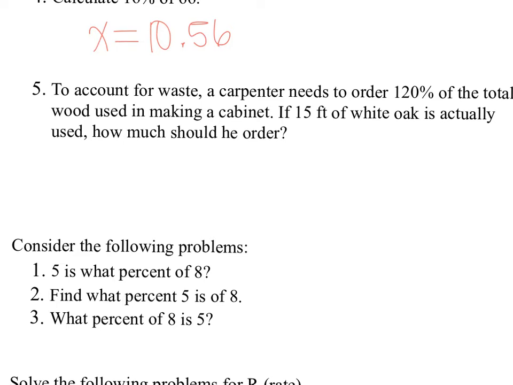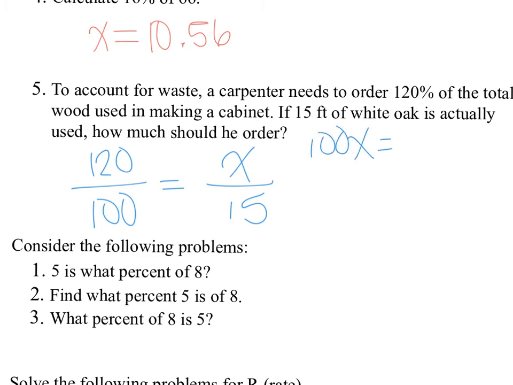So this is asking us, really, what is 120% of 15 feet? And it will make it easier if you think about problems that way. So we're going to do 120 over 100 equals x over 15. Now we can solve, so 100 times x is 100x. 120 times 15 gives me 1800. Divide by 100, x equals 18 feet. Notice that I am using my units, so get in the habit of doing that.